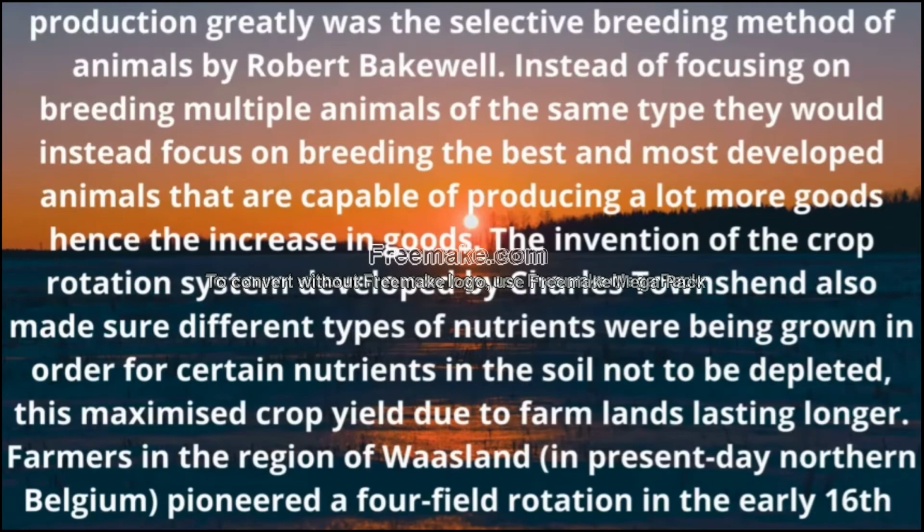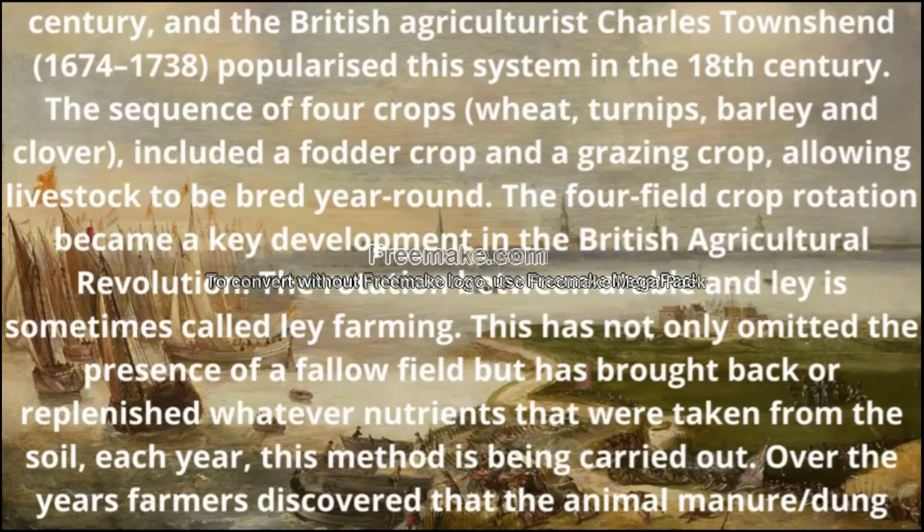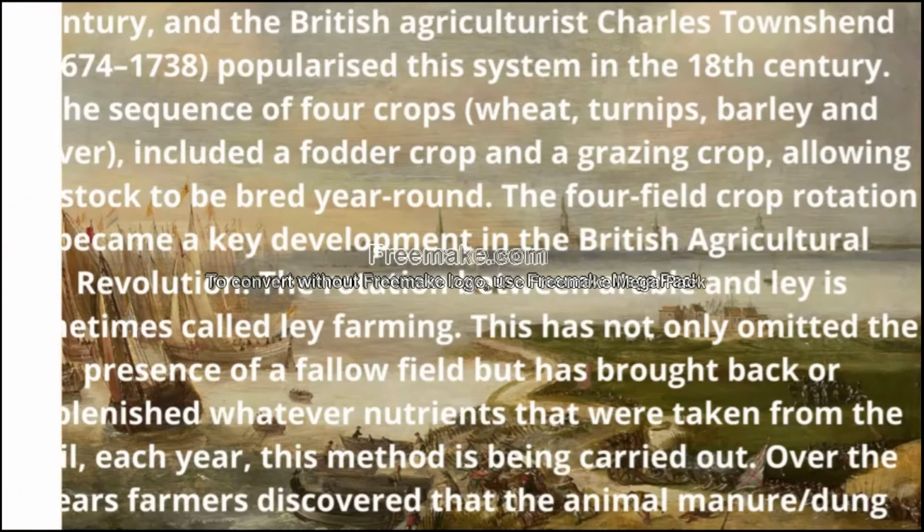Farmers in the region of Waasland, in present-day northern Belgium, pioneered a 4-field rotation in the early 16th century, and the British agriculturist Charles Townshend, 1674–1738, popularized this system in the 18th century. The sequence of 4 crops, wheat, turnips, barley and clover, included a fodder crop and a grazing crop, allowing livestock to be bred year-round. The 4-field crop rotation became a key development in the British agricultural revolution.